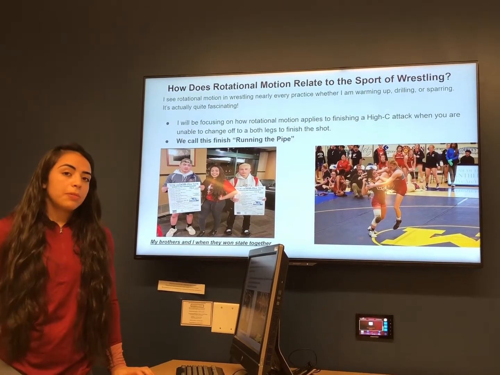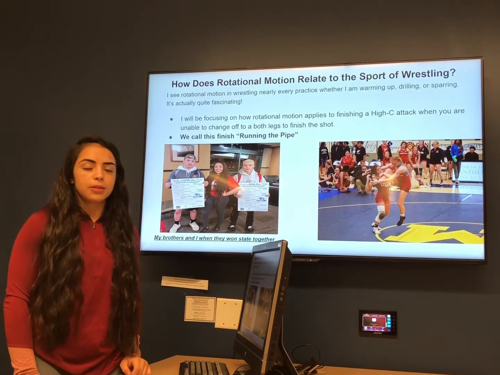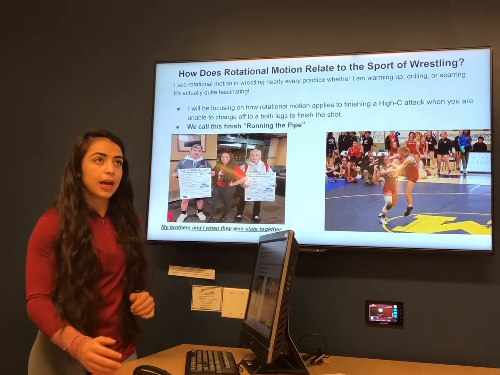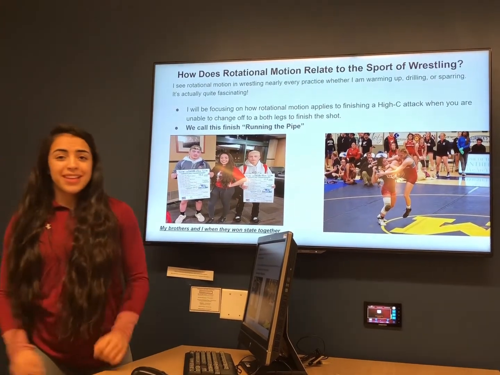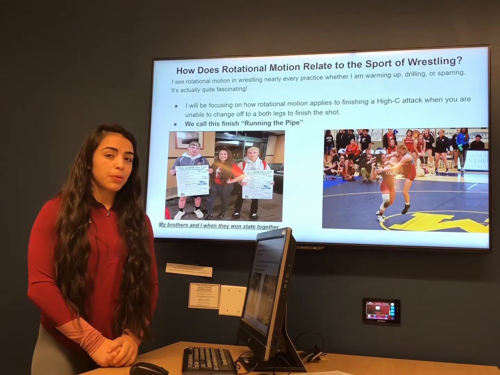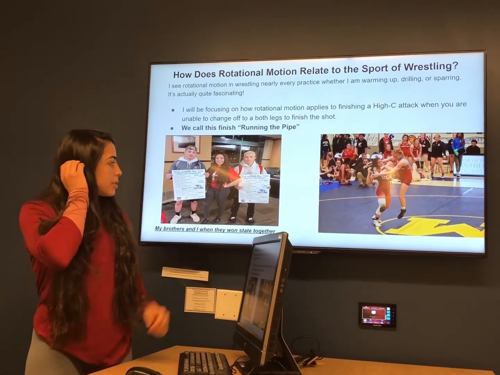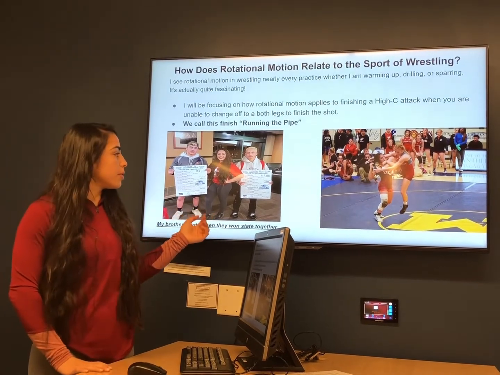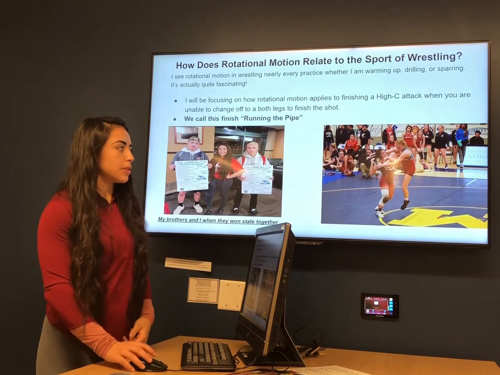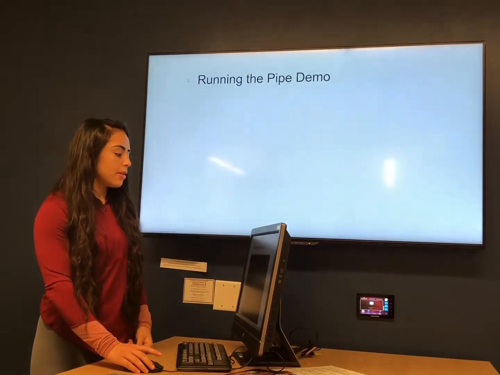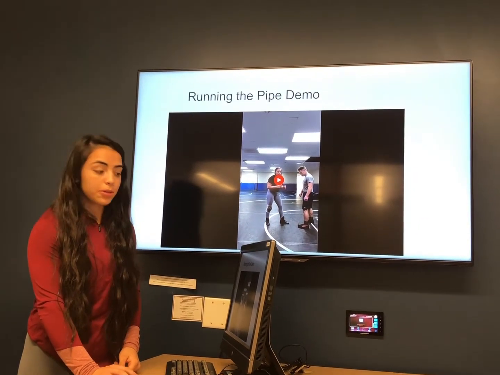And today I will be focusing on how rotational motion applies to finishing a high C attack in wrestling when you are unable to change off to a double. So you have to run the pipe, is what we call it. This is a picture of me and my two brothers at state, and then also a picture of me wrestling, hitting a single leg. And here's my running the pipe demo with one of my little brothers.